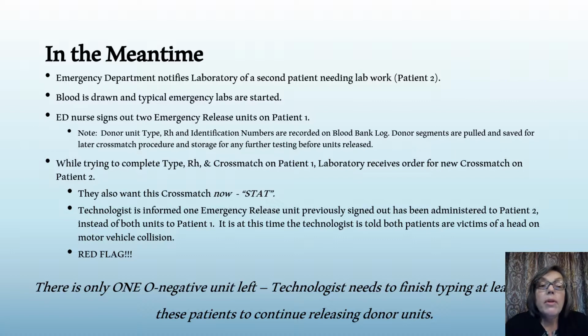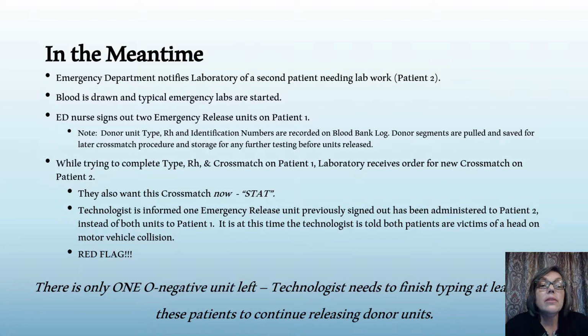In the meantime, the emergency department notifies the laboratory of a second patient needing lab work. Blood is drawn and typical emergency room labs are started. The emergency room nurse signs out 2 emergency release units on patient 1. Note at this time that the type, RH, and identification number are recorded in the blood bank log. Donor segments are pulled and saved for later cross-match procedure and storage for any other testing that may be needed on these units.